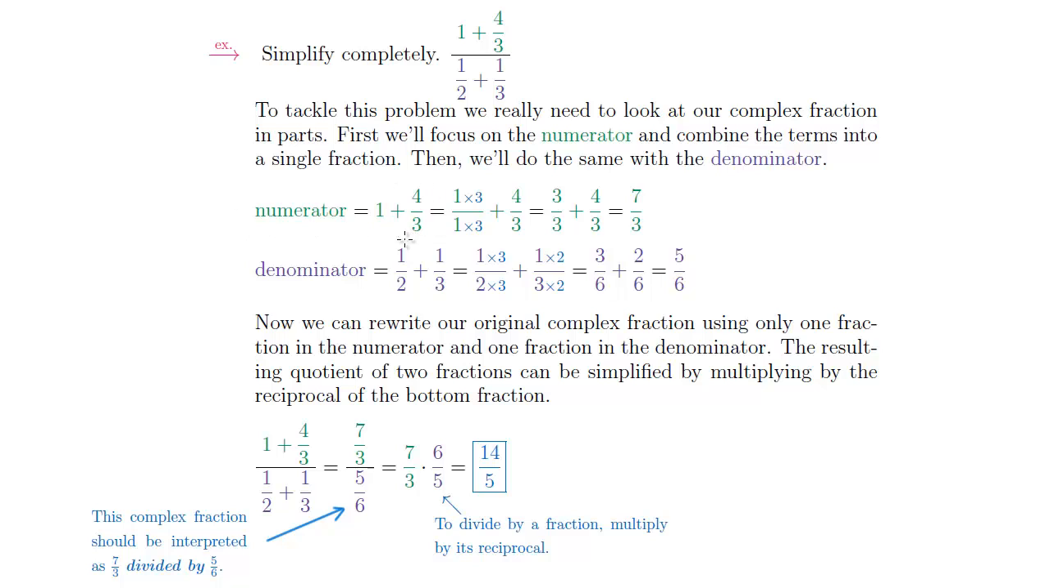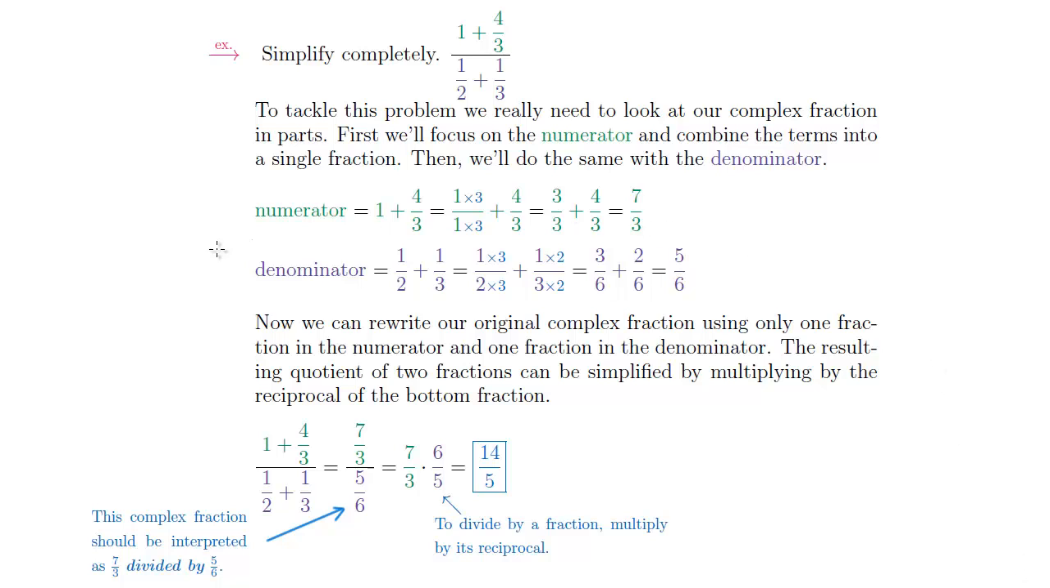We have 1 plus 4/3. To add these two together, we need to rewrite 1 as 1 over 1, and then change it to have the same denominator as 4/3. That is, we need to multiply numerator and denominator by 3. That gives us 3/3 plus 4/3, which equals 7/3.